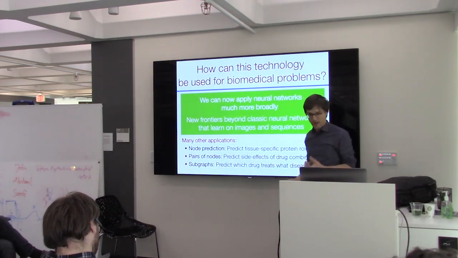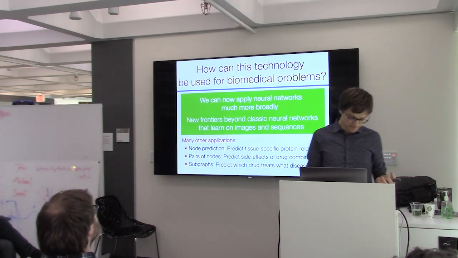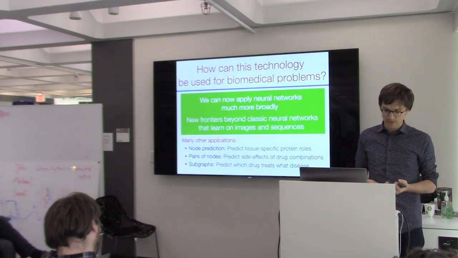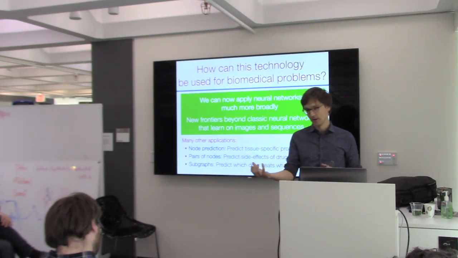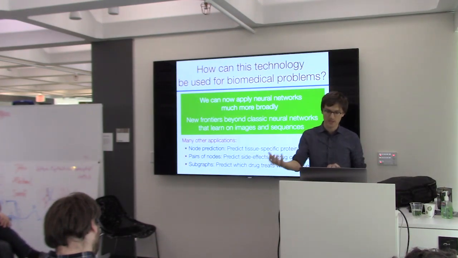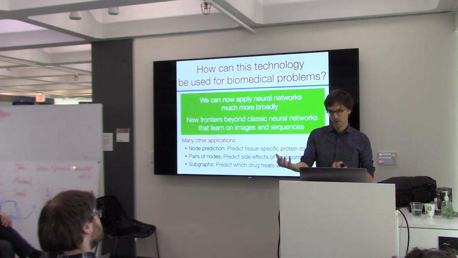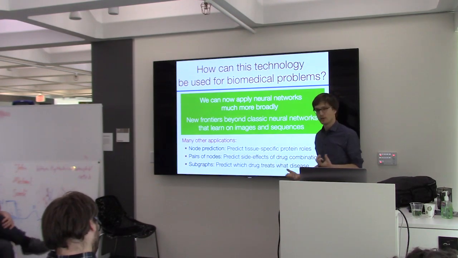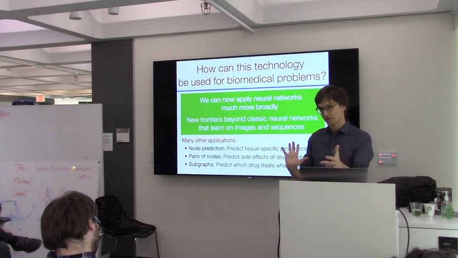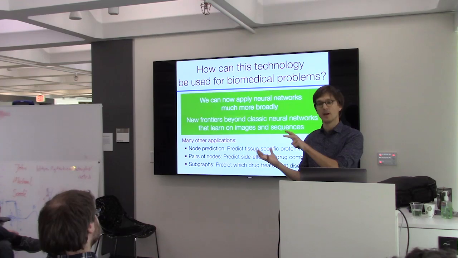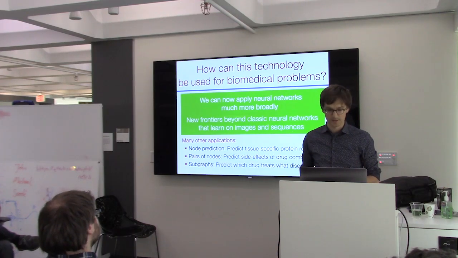At the level of subgraphs, we have a piece of work we are currently working on where we are trying to predict the therapeutic uses of a drug, so basically what diseases a drug is going to treat. The way you think of this is that a drug defines a certain subnetwork, and then you want to classify that subnetwork.